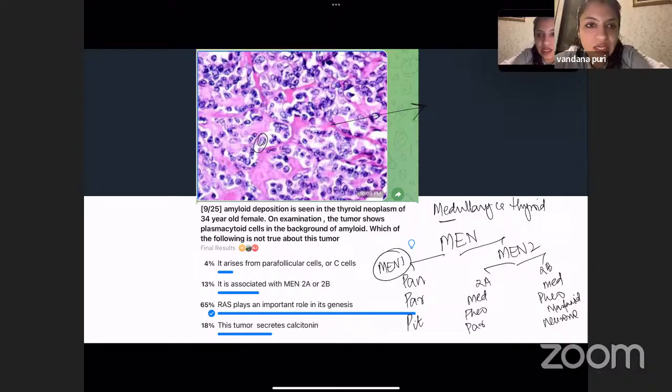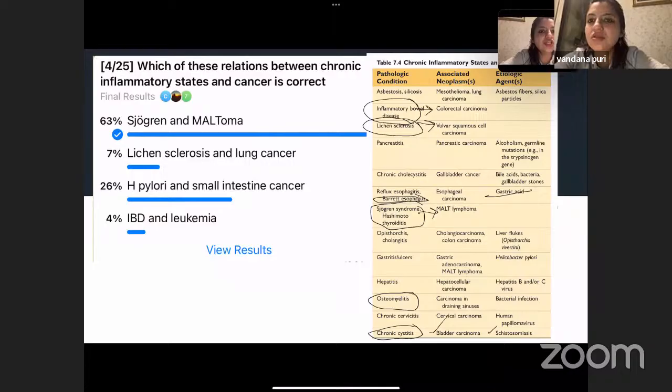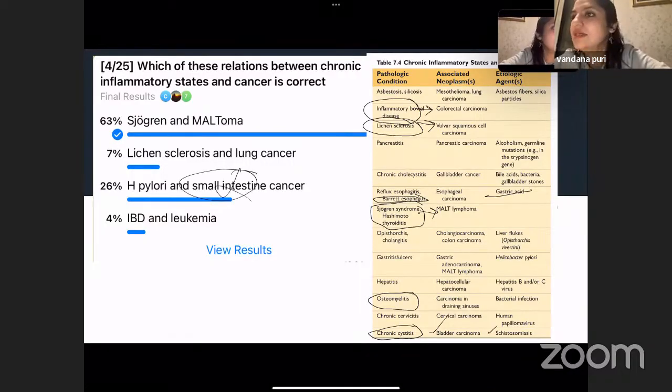Okay, what is Pragtri asking? Ma'am, H. pylori. H. pylori doesn't cause, the option that was given here was small intestine. So the question was H. pylori was small intestine. It doesn't cause small intestine cancer. It is gastric cancer and gastric maltoma. Okay, that is why it was wrong.